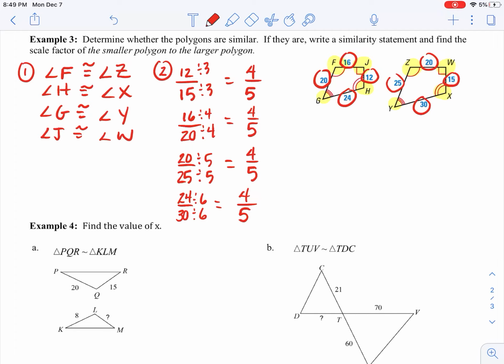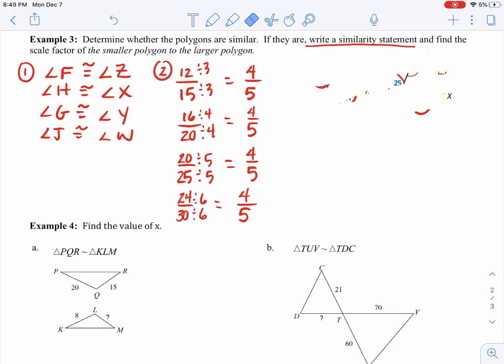So we're going to have to write the similarity statement since they are similar. And so let me erase everything I've put on this shape so it's a little less messy.